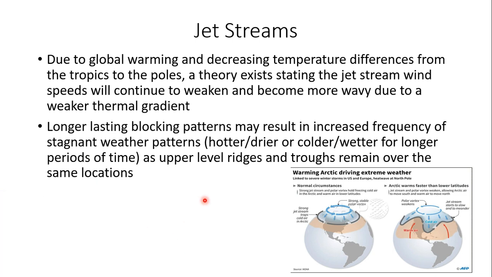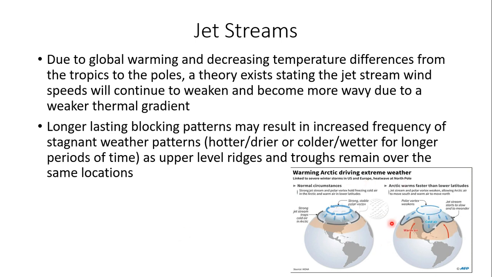We also could see longer lasting blocking patterns, which may result in increased frequency of stagnant weather patterns, such as hotter, drier conditions or colder, wetter conditions over the same location for longer periods of time, as these upper level ridges, which are associated with the dry, hotter weather, and those upper level troughs with the cool, wet, and unsettled weather remain over the same locations.